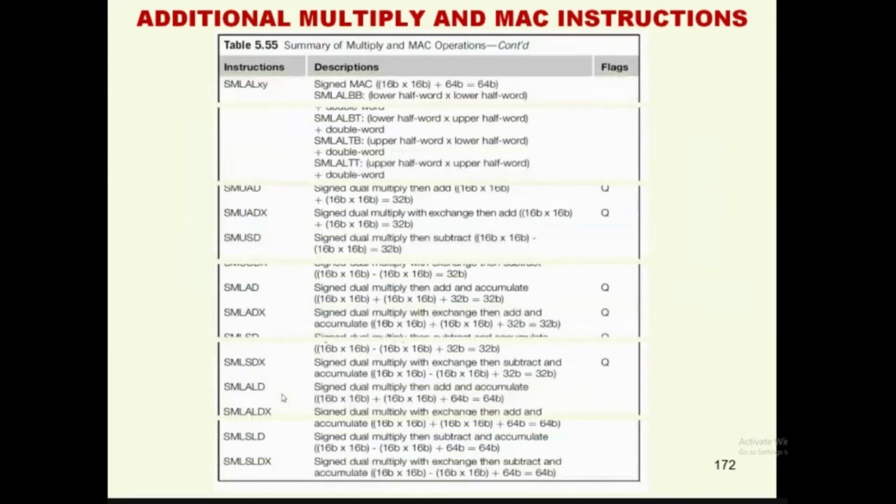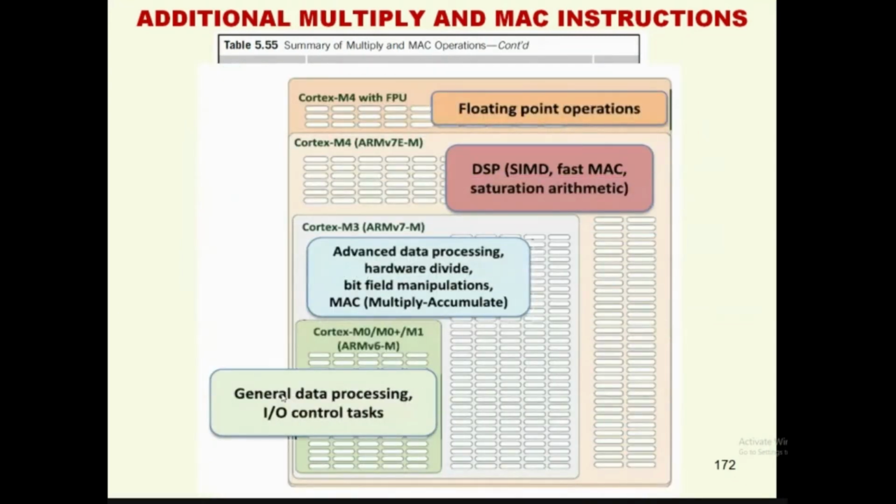Okay, so the summary of the multiply and accumulate operations is shown here as discussed, and now we will come to a conclusion that ARM version 7E-M, version 7 extended, means those extended instructions are fast MAC instructions, saturation arithmetic, and DSP, which are available in Cortex-M4. We have just seen this now. And Cortex-M3 has conventional multiplication and accumulation, as we have seen already.